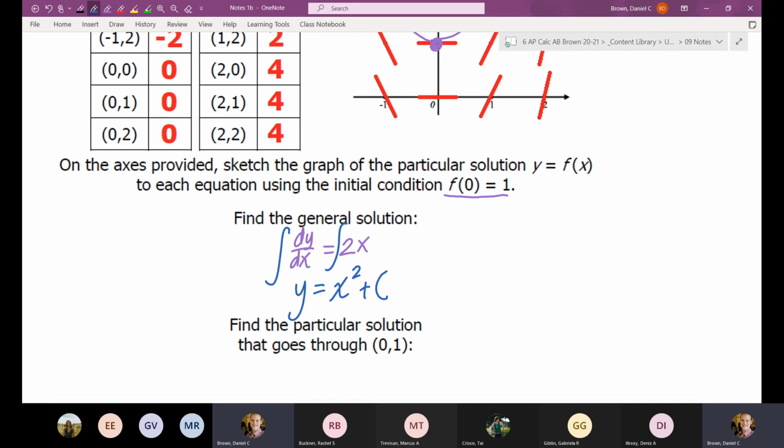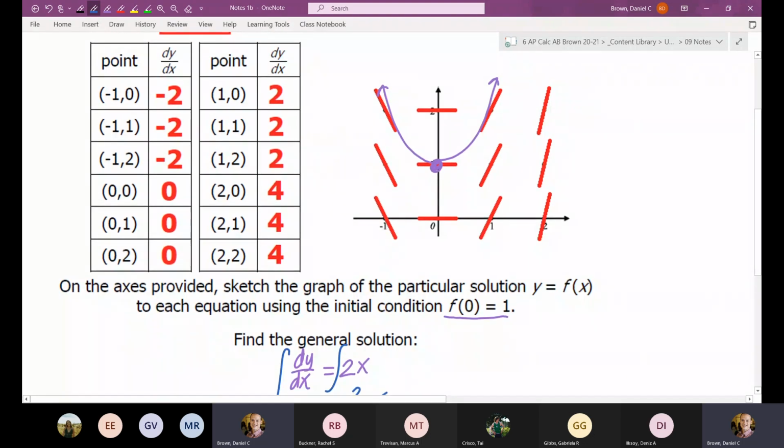And that C is important because that's basically what the slope field is saying. You can imagine if you didn't have the initial condition, that slope field is all the possibilities of plus C. It's all an x squared plus something, depending on what that starting position is. You can see how that slope field is related to the general solution.